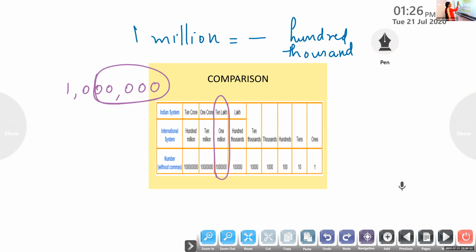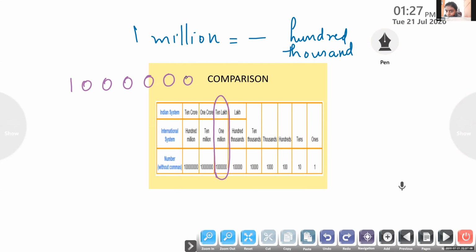If you erase that, what will be remaining? Ten. You understand? I'll write once again. This is 1 million, right? And what about 100,000? How will you read 100,000? How will you write 100,000? How many zeros for 100,000? Five zeros. So remove those 5 zeros. You will get the answer. What is remaining? Ten is remaining.